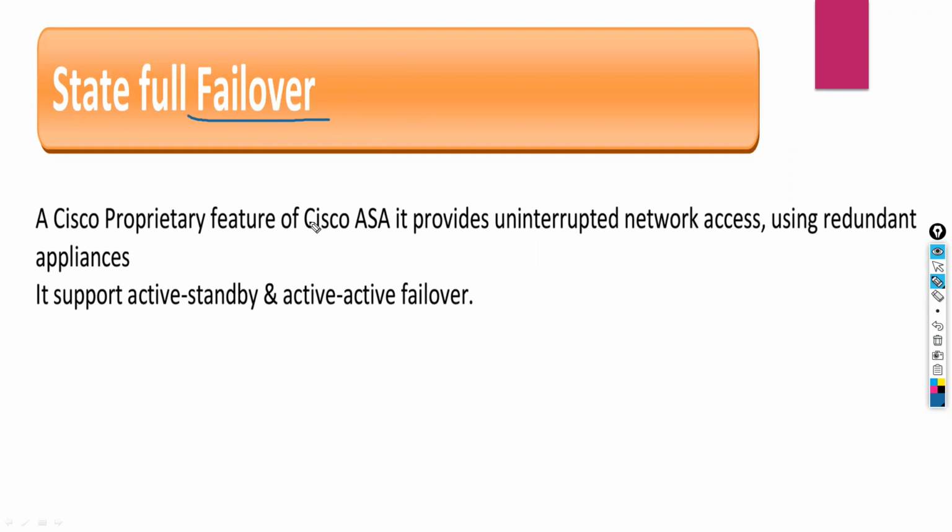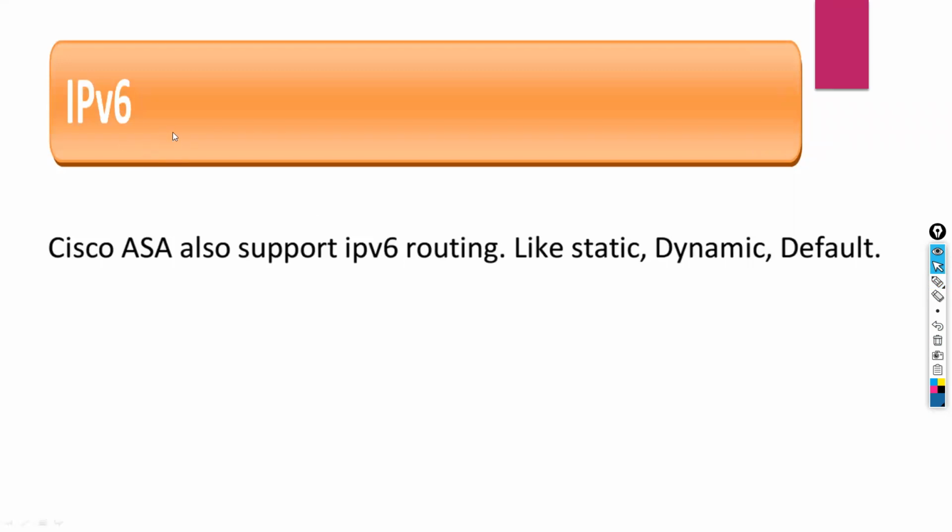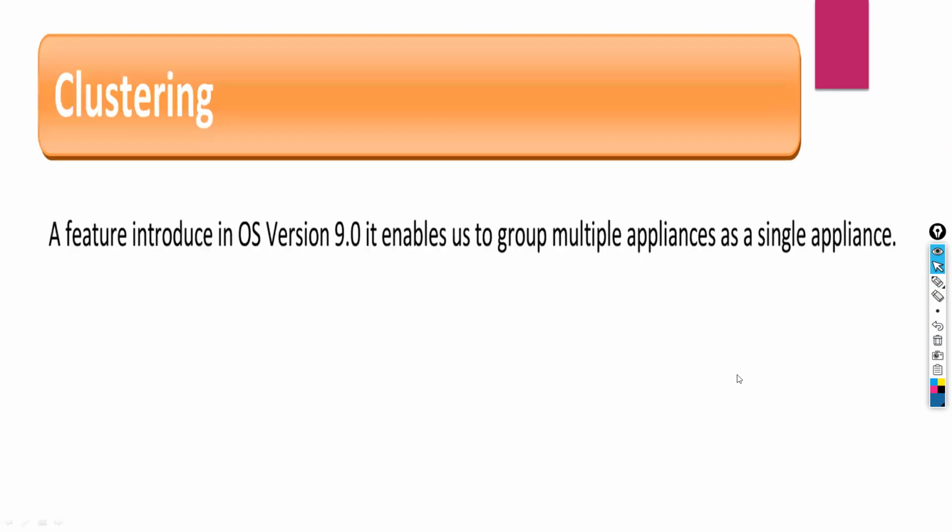Now, stateful firewall failover. Remember our failover concept. We have two options: active-standby and active-active. It's a common concept, so we can use active-standby and active-active failover in Cisco ASA firewall. Next, IP version 6. You can configure next generation IP on Cisco ASA firewall. It supports static and default routing, and you can configure IPv6 addresses on interfaces, no problem. Now you can go with the clustering option. Clustering means you can group multiple firewalls as a single appliance.